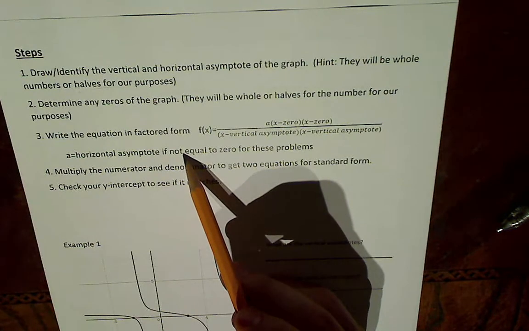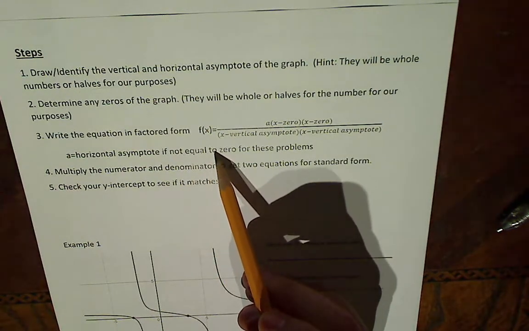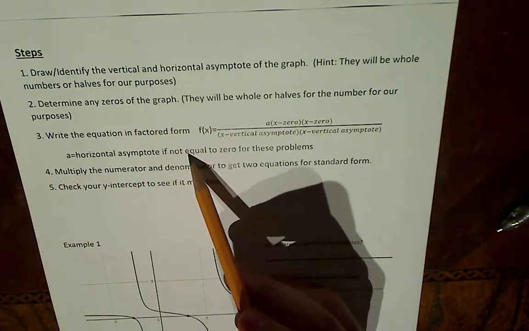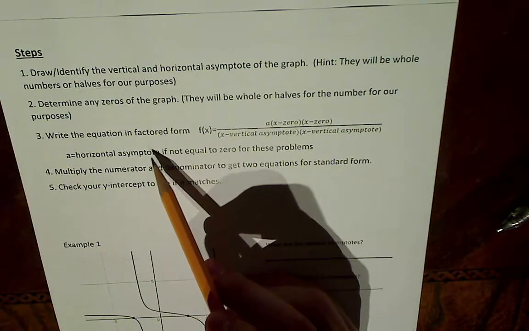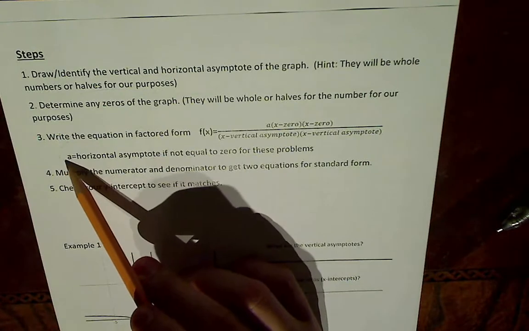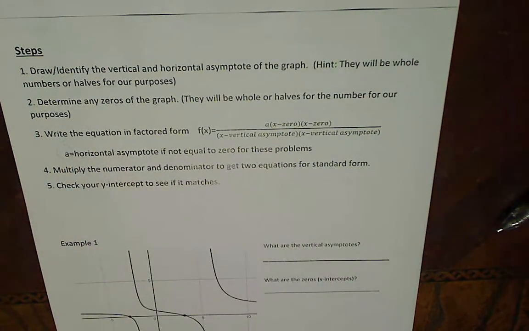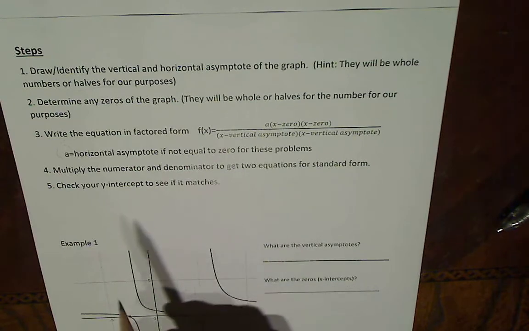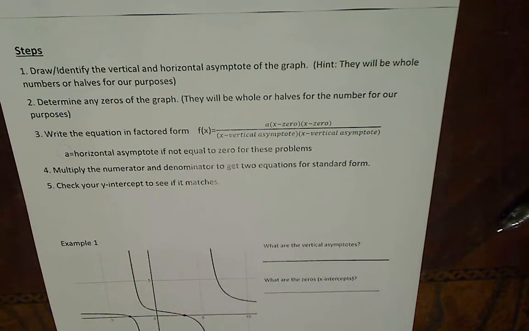If the horizontal asymptote is not equal to 0 for these problems, in other words, if we have something other than 0, the a value is going to be that horizontal asymptote for these particular kinds of problems. It's not always the case, like I said a minute ago. We'll multiply to get your standard form, and then we'll check the y-intercept, and I'll show you what I mean by that in a little bit.